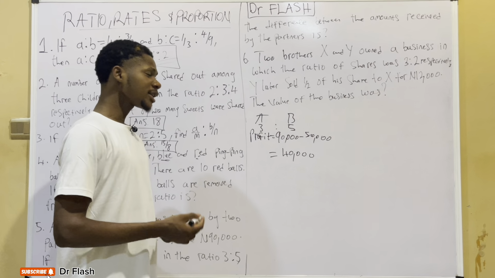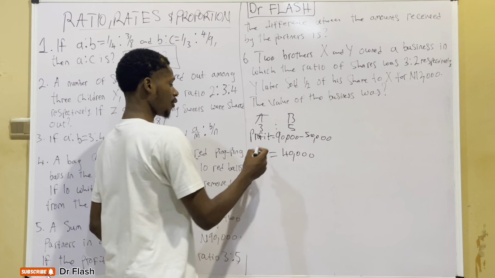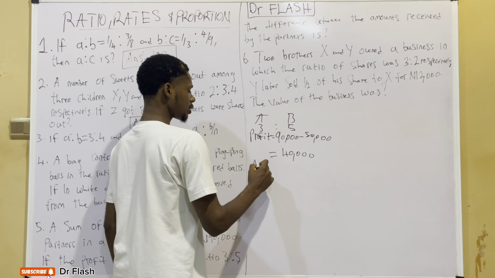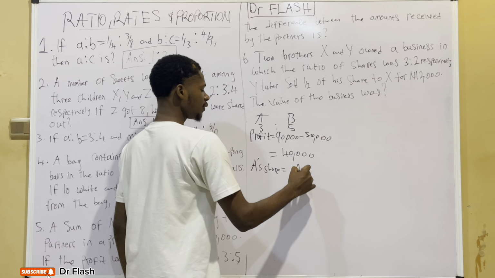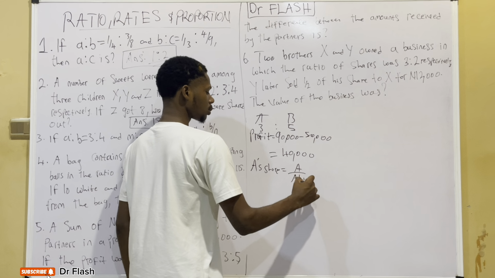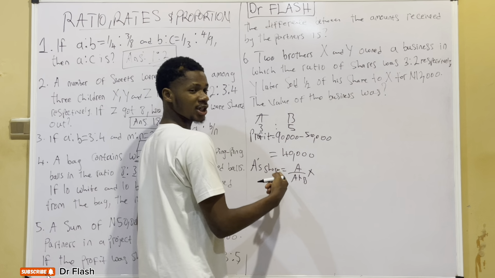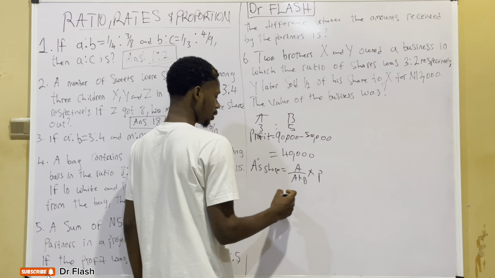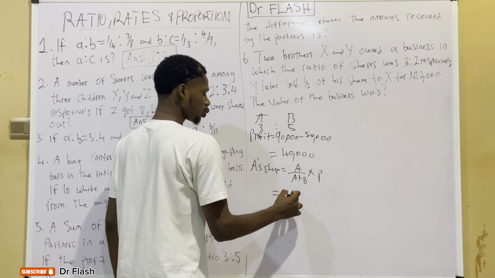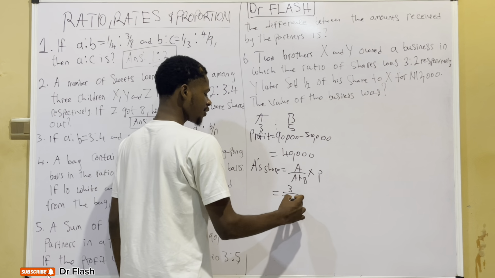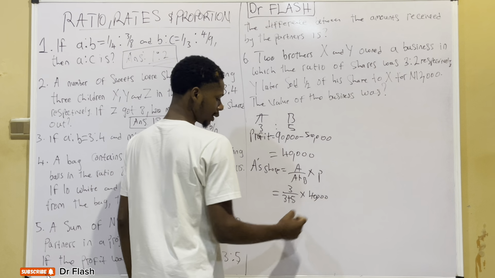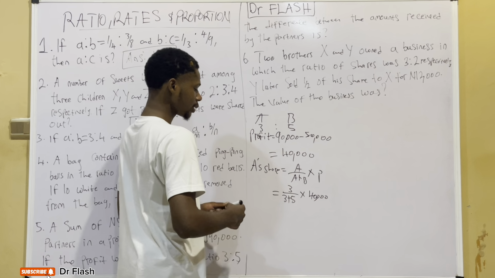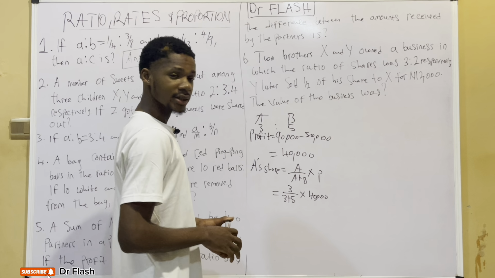What will be the difference in the amount? First things first, we have to calculate the share of each. For A, remember that A's share will be equal to A's ratio divided by the sum of the ratio times the profit that is being shared. Let's call it P. So this will be equal to A's ratio, which is 3, divided by 3 plus 5, times the profit, which is 40,000 naira. Now when you do the math, what are you going to get? 3 divided by 8.